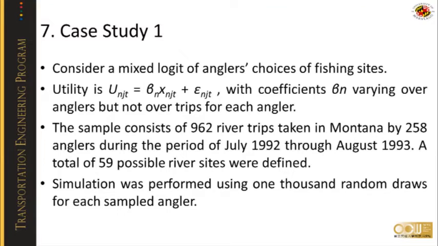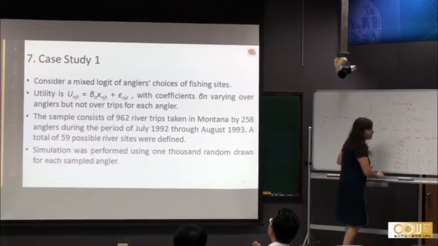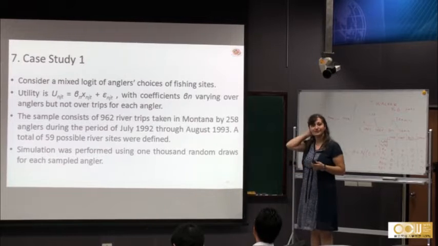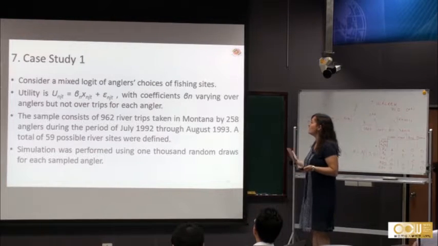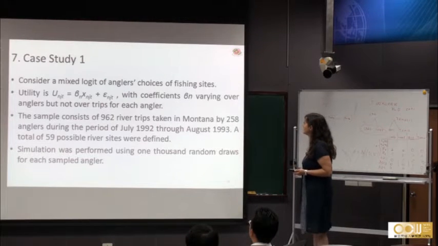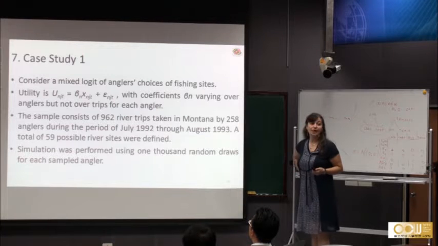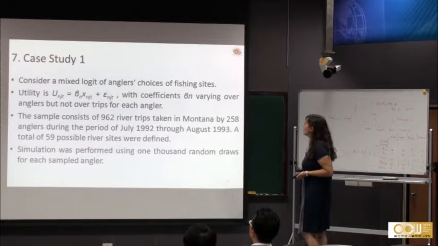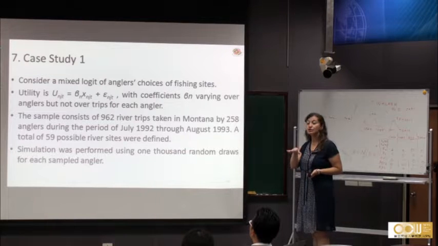I have a number of case studies to show. Okay, so this is the famous example that Ken Train has in his book, and this is about choice of fishing site. So this is not a transportation example, but he has a survey of people who have a choice amongst fishing sites. His objective here is to have a mixed logit estimated as a random coefficient. So he just wants to estimate taste variation.